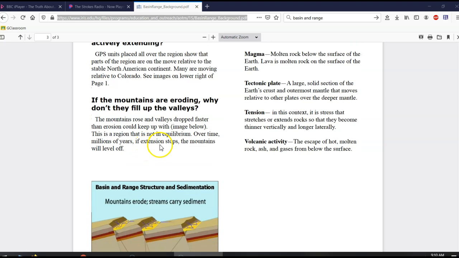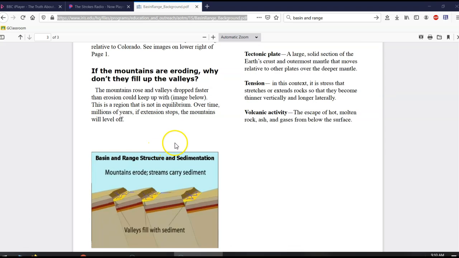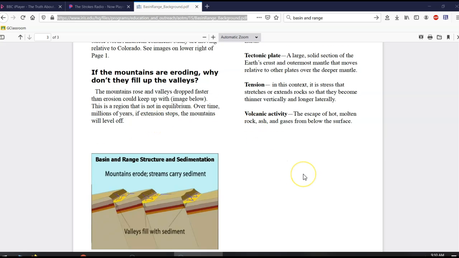If the mountains are eroding, why don't they fill up the valleys? The mountains rose and the valleys dropped faster than erosion could keep up. See the image below. This is a region that is not in equilibrium. Over time, millions of years, if extension stops, the mountains will level off.